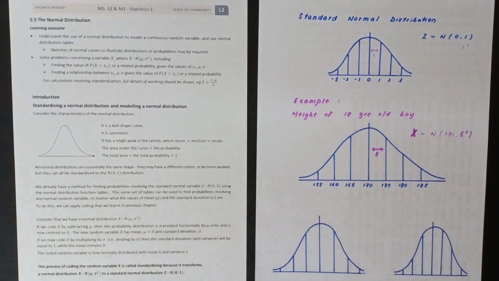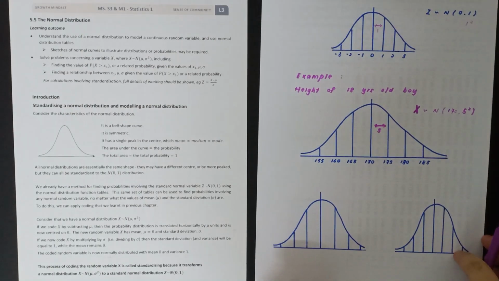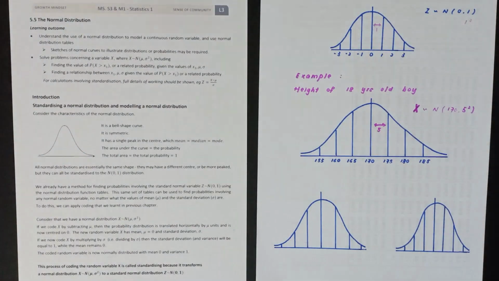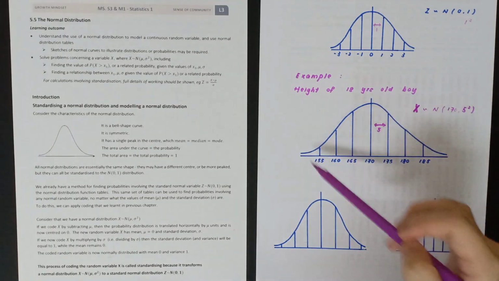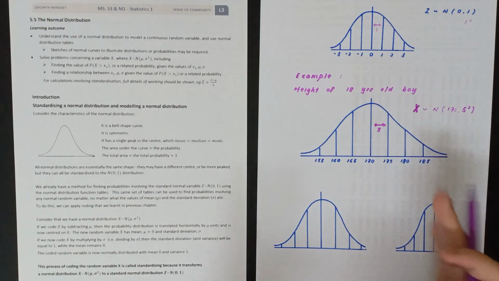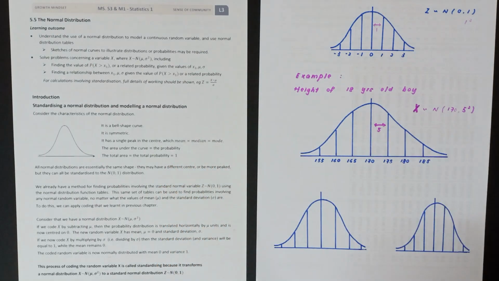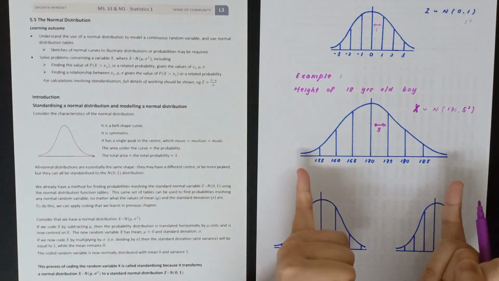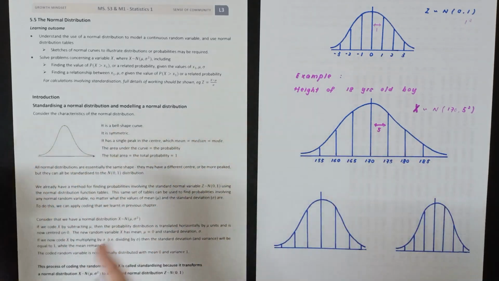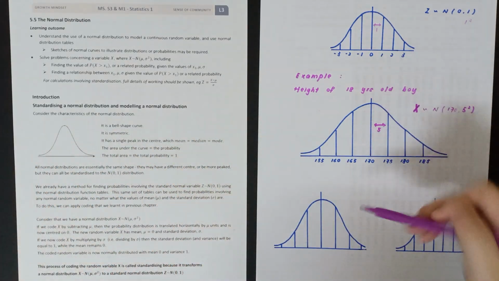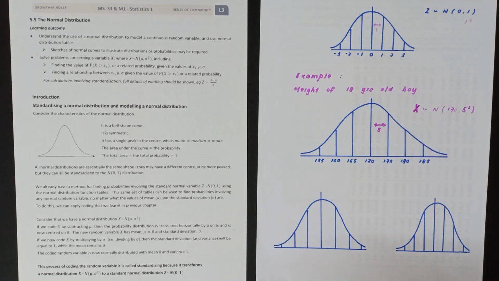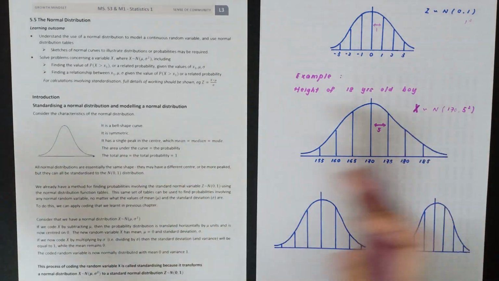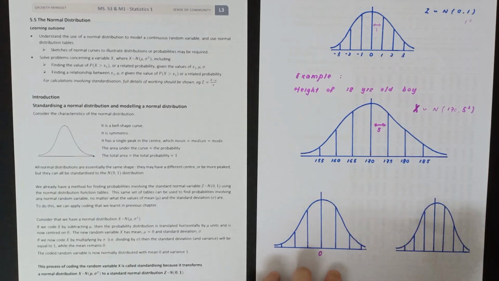I can try to shift the whole graph horizontally, to my left hand side. So you imagine I have the number line here. I'm going to shift this graph horizontally, to my left hand side, until the mean reaches 0. You get what I mean? So meaning now 170, I shift it to the line that is 0 here.